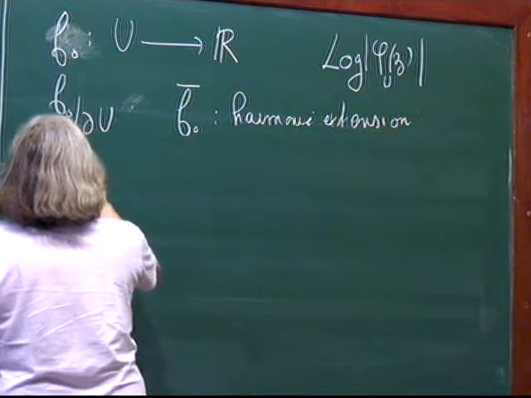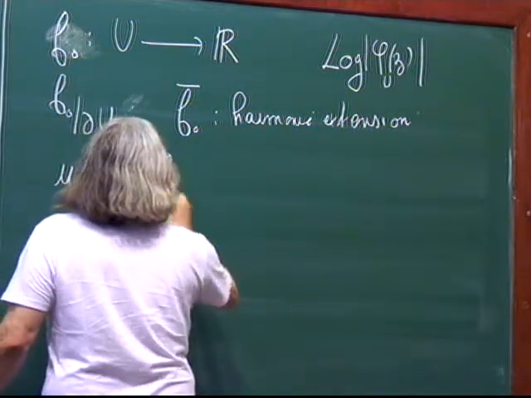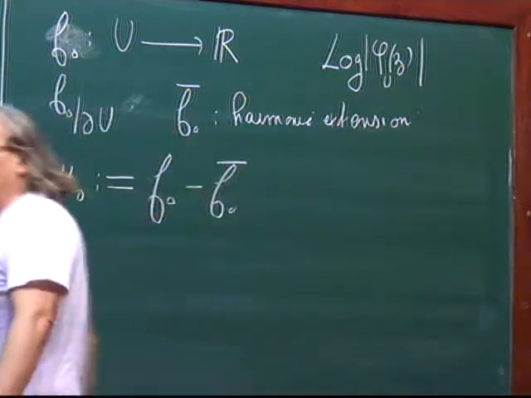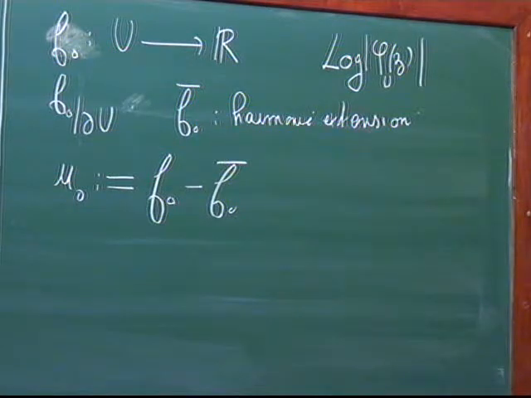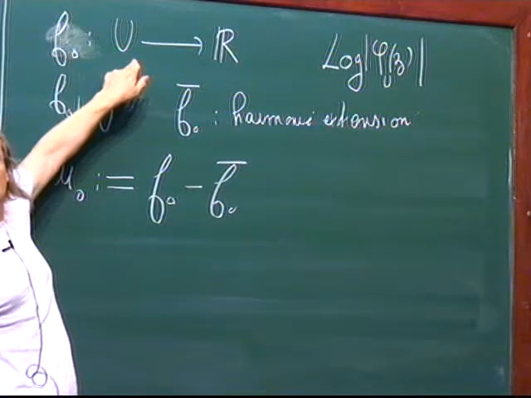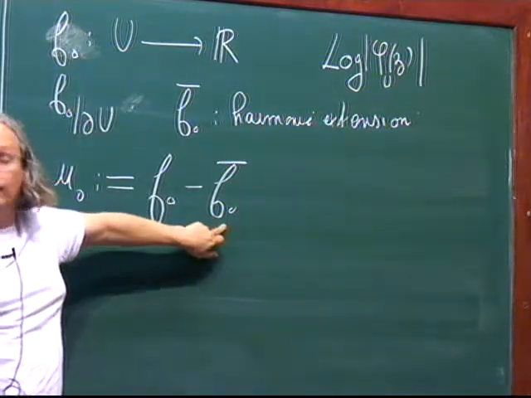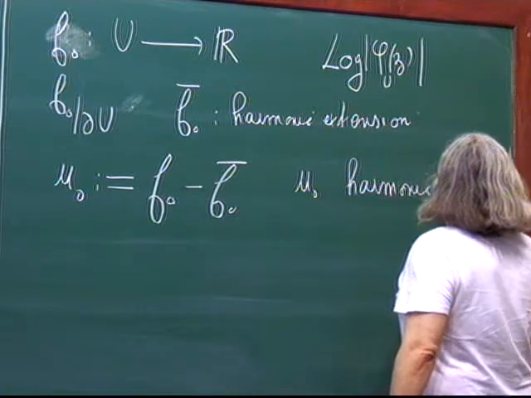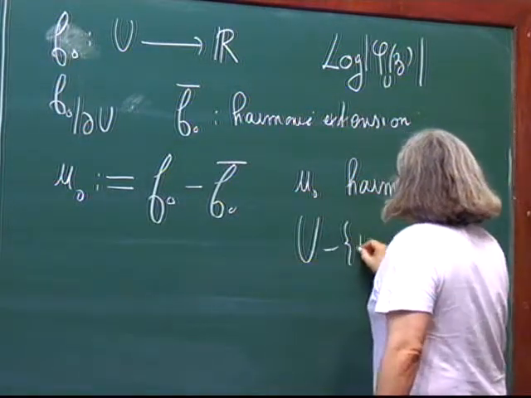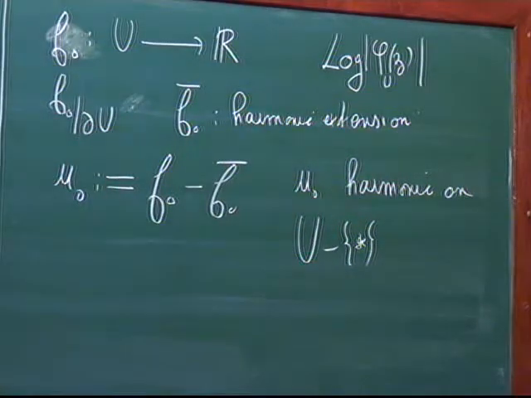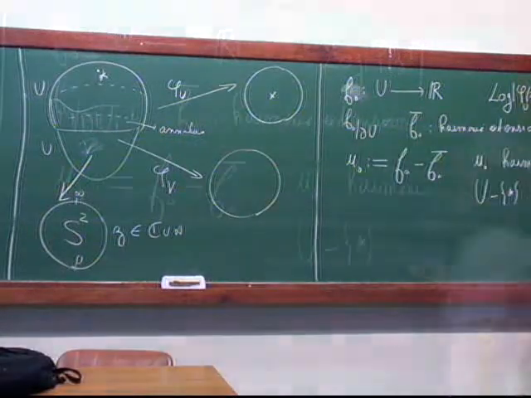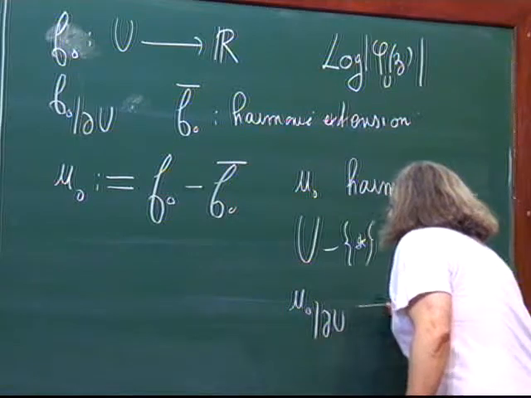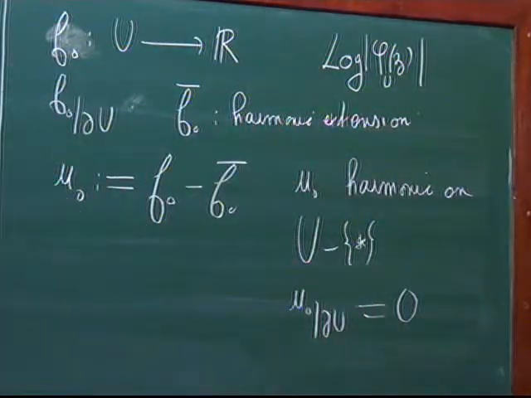And then you let U0 be, by definition, F0 minus F0 bar. What is it? It's what I called yesterday a Green function. It is a harmonic function on U with a pole, which is 0 on the boundary. So U0 is harmonic on U minus this special point star which is mapped to the origin, and U0 on the boundary of U is 0. So this is the Green function of the open set U.